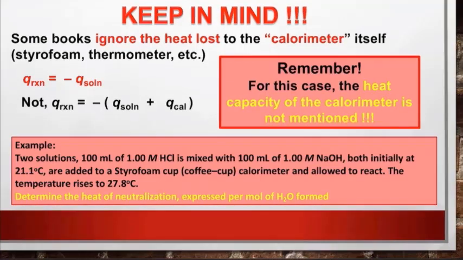This is an example for this type of question. This question says, 100 ml of 1 molar hydrochloric acid is mixed with 100 ml of 1 molar sodium hydroxide. Initially, both are at 21.1 degrees Celsius. They are added to a styrofoam cup or coffee cup calorimeter and allowed to react. The temperature rises to 27.8 degrees Celsius. Determine the heat of neutralization expressed per mole of water formed. If you notice in this question, the heat capacity of the calorimeter is not given. That means the heat lost to the calorimeter is ignored.